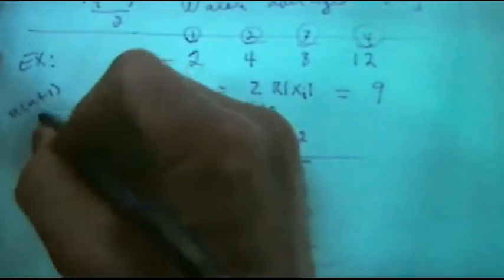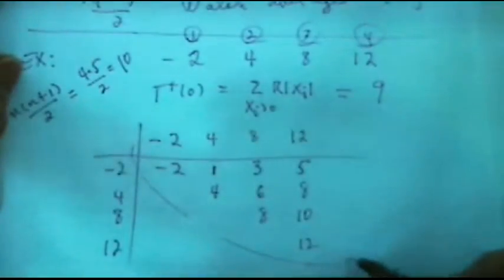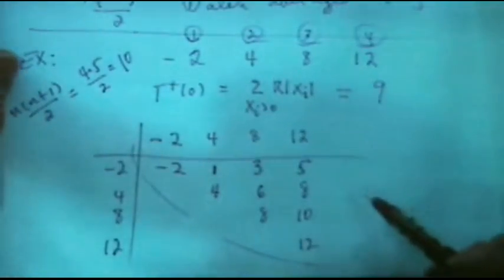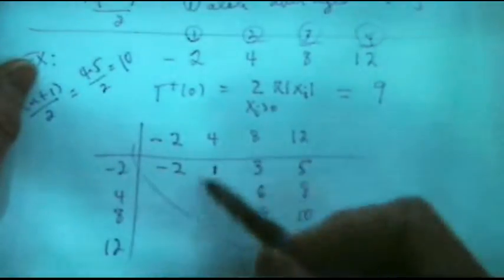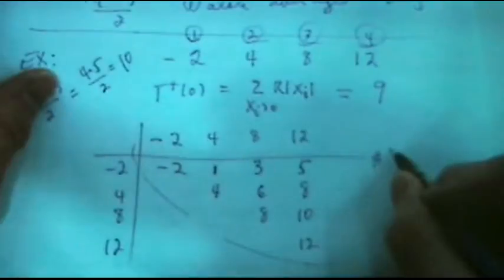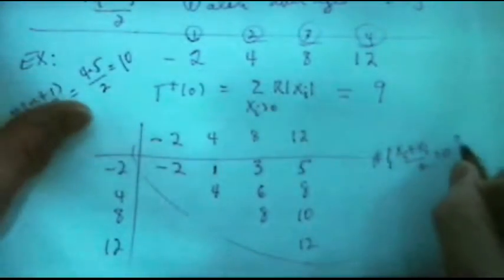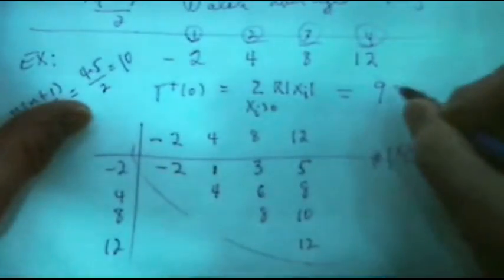So there are my Walsh averages. There's always n times n plus 1 over 2 Walsh averages. So in this case, n is 4. So there's 10. There's 10 in this table. 4, 7, 9, 10. And how many are greater than 0? 9. So it checks.